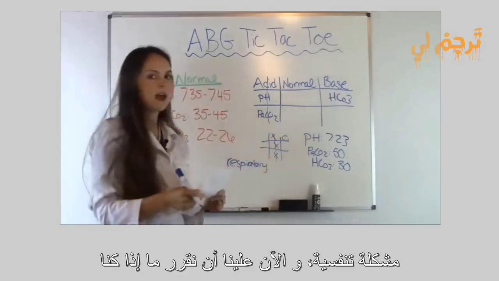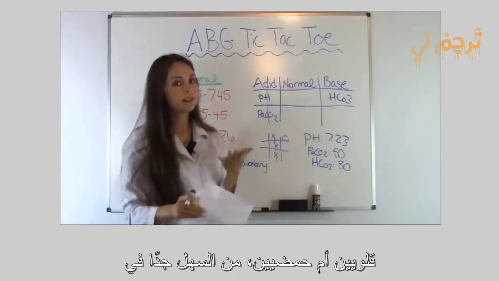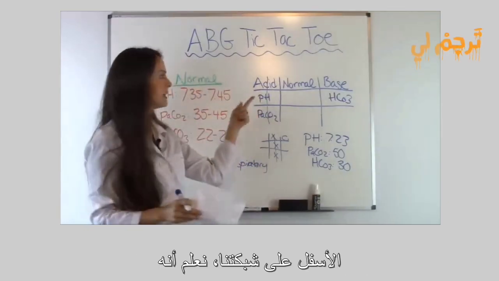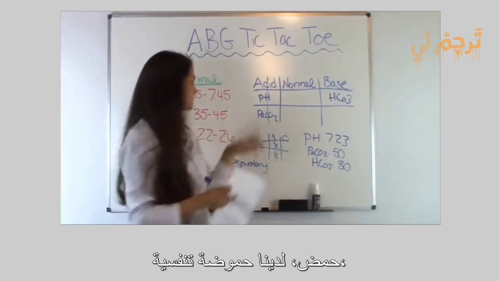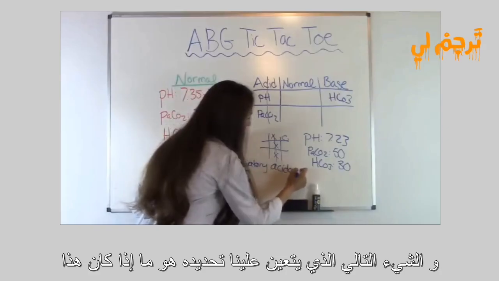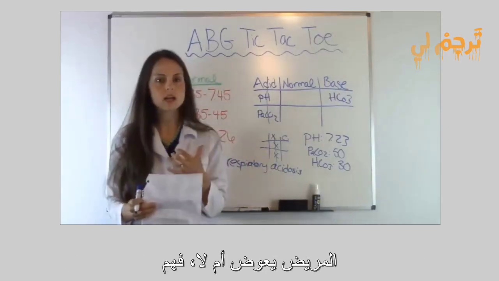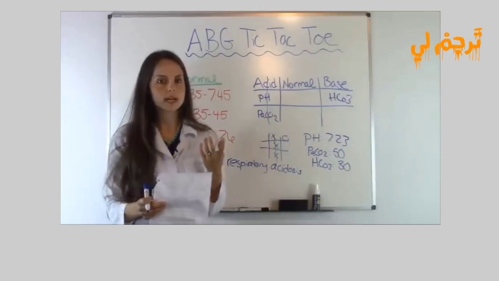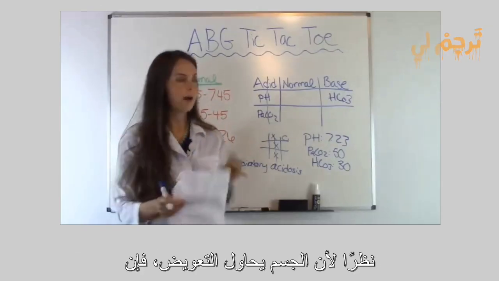Now we have to decide, are we alkalotic or acidotic? Very easy. Underneath on our grid, we know it's an acid. We have respiratory acidosis. Next thing we have to determine is, is this patient compensating or are they uncompensated? They are partially compensated, and this is how I know that.